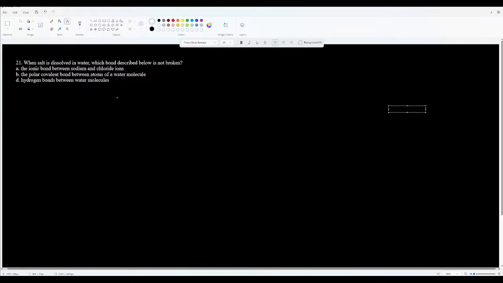Okay, so this question is asking, when salt is dissolved in water, which bond described below is not broken? Well, the answer is this one. That one's not broken. These other two are broken. But that's not satisfying enough. So what's going on here?